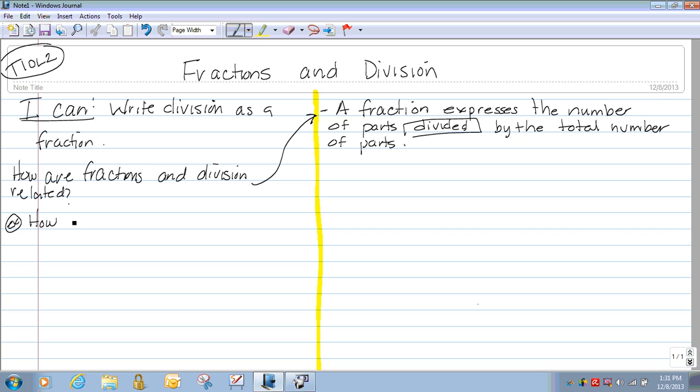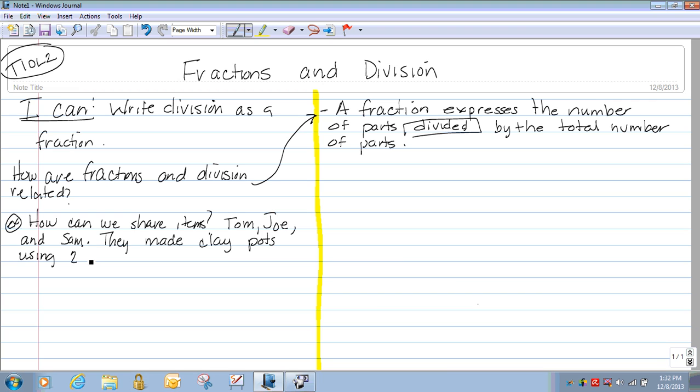And how can we share items? If I have 3 people, Tom, Joe, and Sam, and they made clay pots using 2 rolls of clay. What fraction did each friend use?